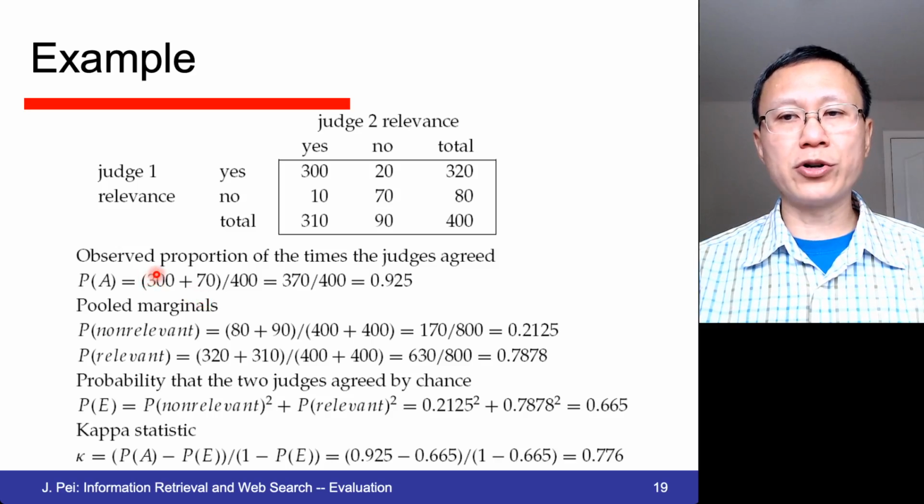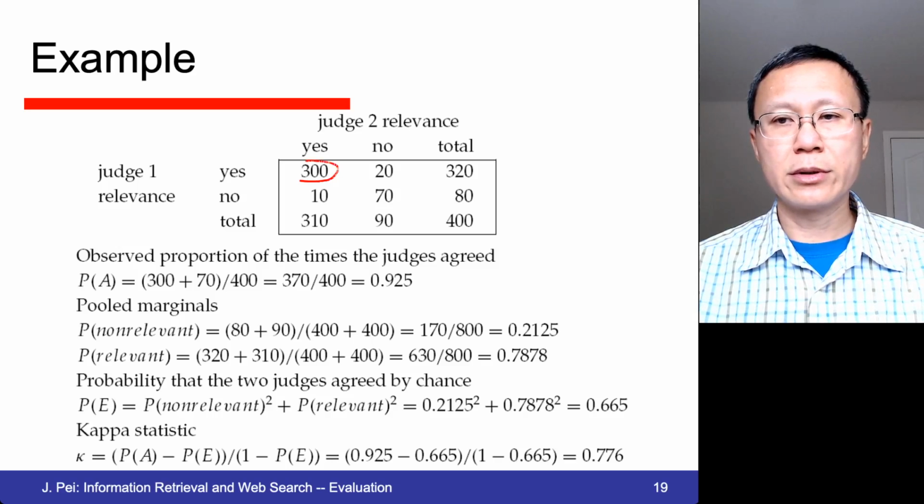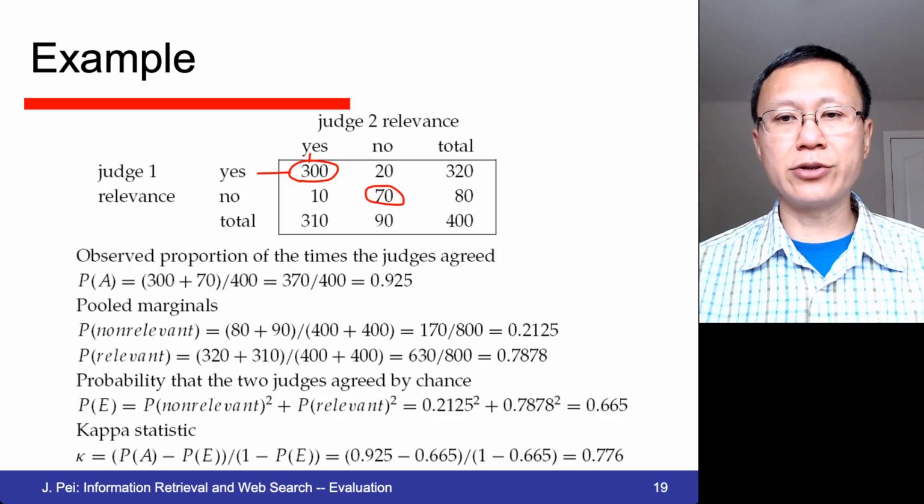The observed proportion of times the judges agree is 300 plus 300, no, this 300 plus this 70. Those are the cases where the two judges indeed agree, right? So in total it is 370. But in total we have 400 cases. Therefore, the proportion that we observe the judges agree is 370 divided by 400, and thus it is 0.925.